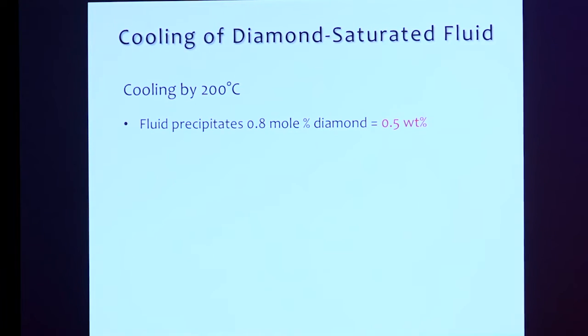That we have now a reaction doesn't mean that this is really what is happening. Is it efficient enough? Does it really make enough diamond? So let's calculate that out. Let's assume we work with 200 degrees centigrade cooling. We said we precipitate 0.8 mole percent. That would be half of 8% of diamond.